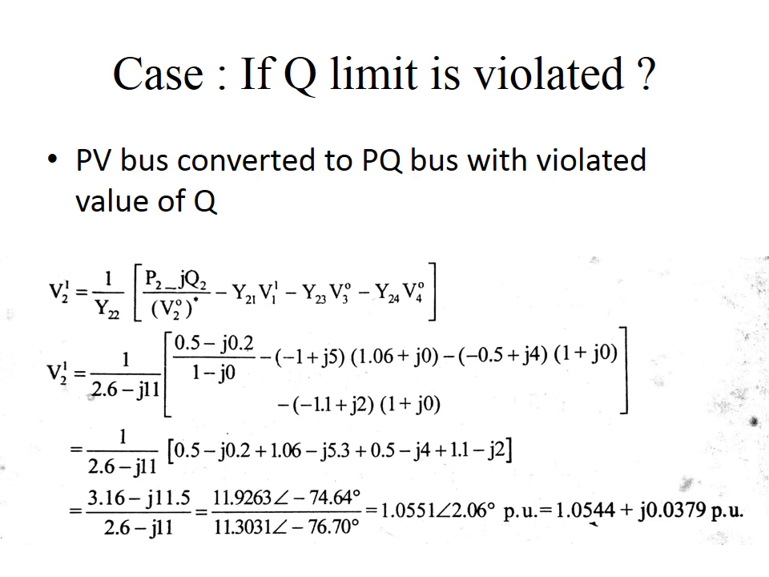Here we will substitute P2 equal to plus 0.5 and Q2 equal to plus 0.2. And V2 of 0 is not 1.04 as in the previous case, it is 1 plus j0, since the generator bus is converted to a load bus. And finally we will be getting the value of voltage at the end of first iteration as 1.0551 angle 2.06 per unit. Similarly, we can calculate the voltages of the other two remaining buses, that is bus number 3 and bus number 4, similar to the previous case.